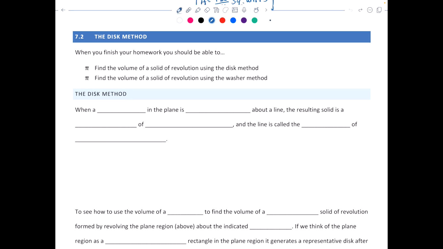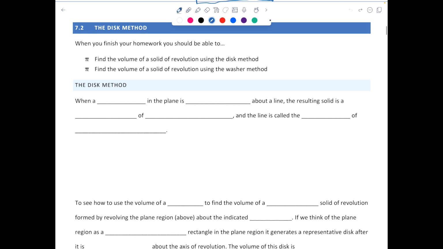So when you finish your homework, you should be able to find the volume of a solid of revolution using the DISC method, and then we'll learn about the washer method, which is just an extended version of the DISC method, and we'll find some more volumes.